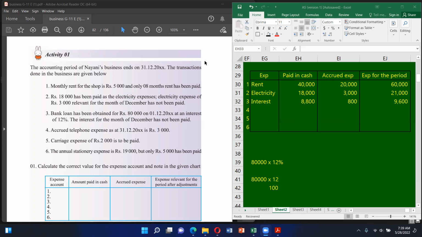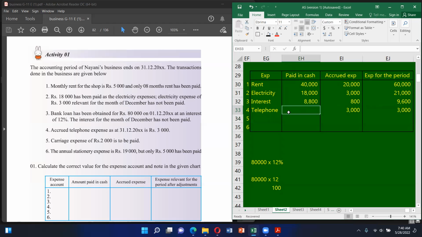Mehansa, can you read the fourth one? Accrued telephone expenses as at 31st December is rupees 3,000. Yeah, so it's telephone. There is no information how much they paid. Accrued 3,000. Expense for the period also 3,000. So no information provided for the amount they have paid. So just leave it. Say no information.